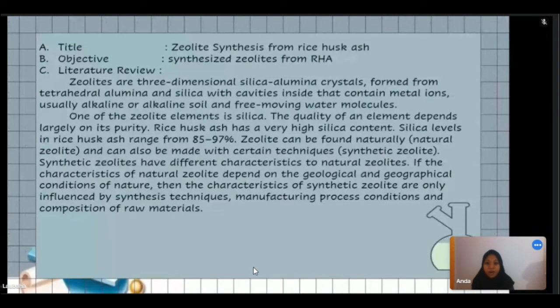Silica level in rice husk has a range. Zeolite can be found as natural zeolite, and can also be made with certain silica as synthetic zeolite. The characteristics of natural zeolite depend on geological and geophysical conditions of nature. Then the characteristics of synthetic zeolite are only influenced by the manufacturing process conditions and composition of raw materials.